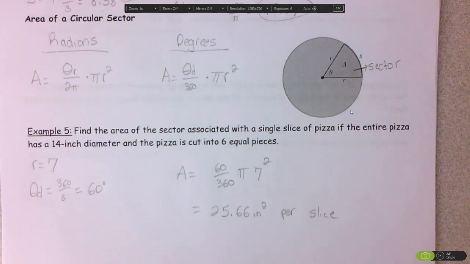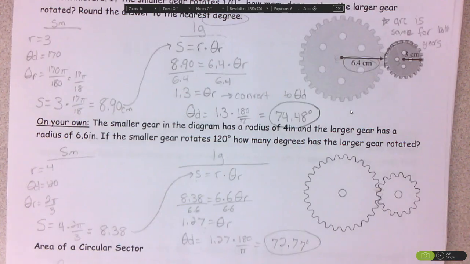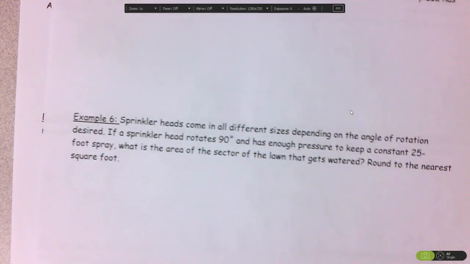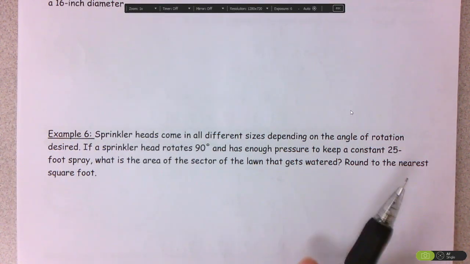Another thing you could do is to find the area of the whole entire pizza, assuming it's cut into 6 equal slices. Find the area of the whole thing divided by 6, okay? That is one way to get away from this formula, but you'll see in the next example we'll need the formula, okay? So I'd like you guys to try the next one on your own, and then we'll go over it together.